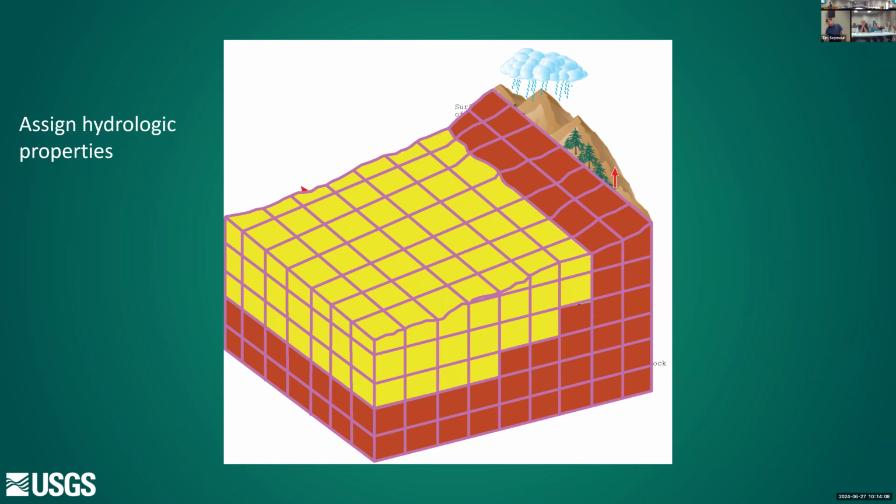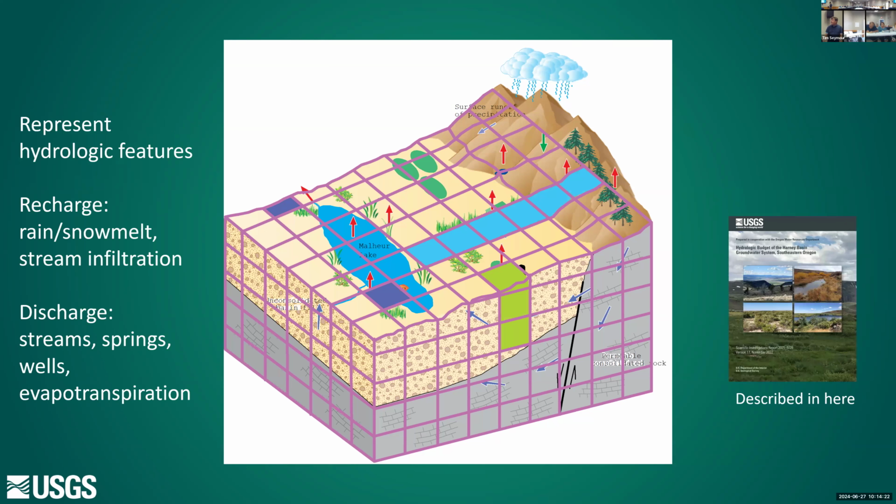So we lay over this grid, we assign what we call the hydrologic properties, how well it transmits water, how it stores water, things like that. And the geology gets simplified into these different units. And then we also want to represent hydrologic features of the system. So we're going to put recharge. So every box gets a little bit of water in the top from recharge. Maybe where there's a stream located, we get extra water going in that particular cell or box from the stream flow infiltration. And then we represent things like the streams and springs and wells as well.